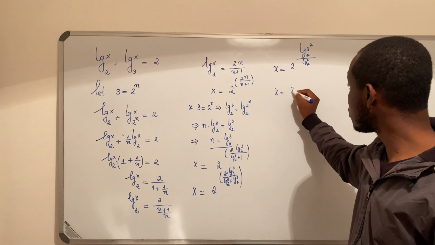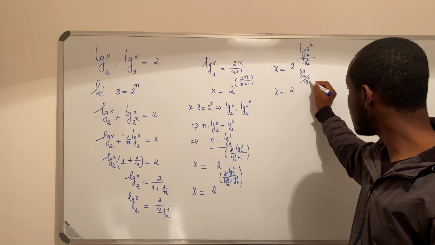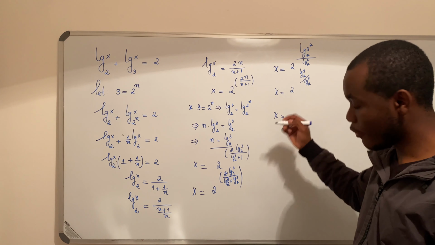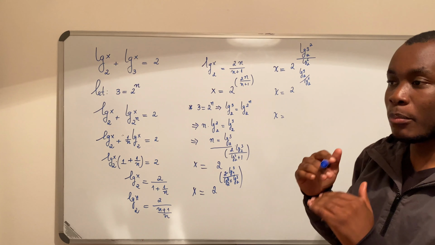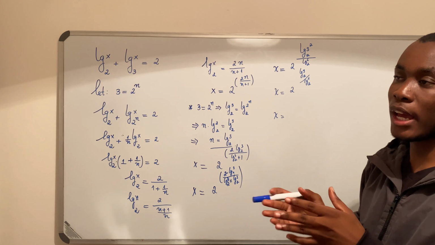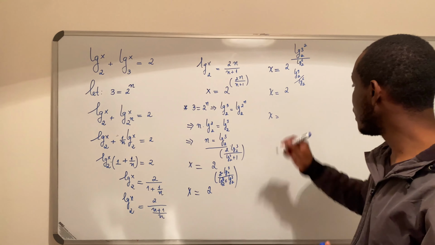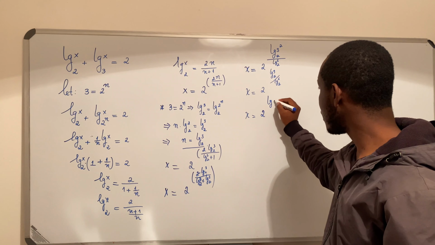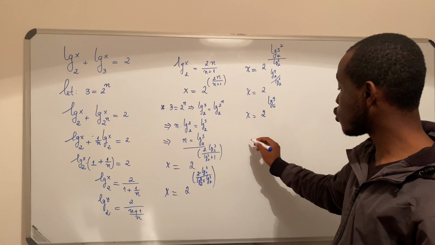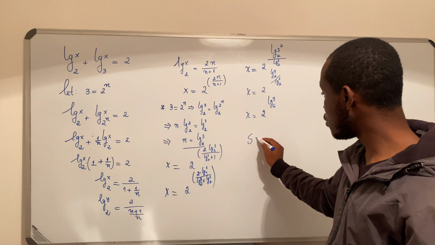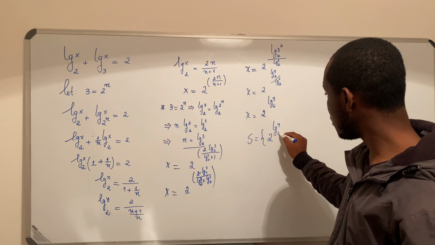Now x will be equal to 2 to the power of log of 9 to the base 2 over log of 6 to the base 2. Now we have a rule in maths. When it comes to logs dividing each other and the base is the same, we apply the rule called change of base. So here is 2 and here is 2. That will be 2 to the power of log of 9 to the base 6. We can stop here. So our solution is 2 to the power of log of 9 to the base 6.